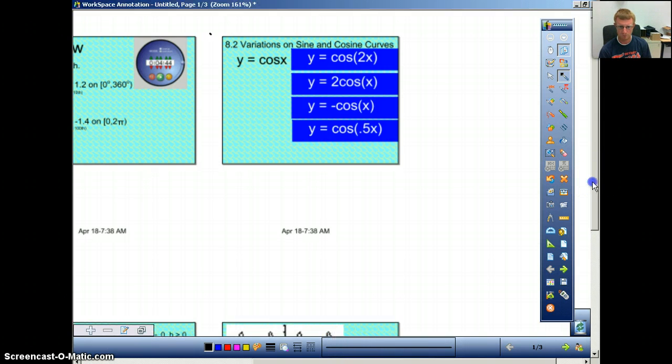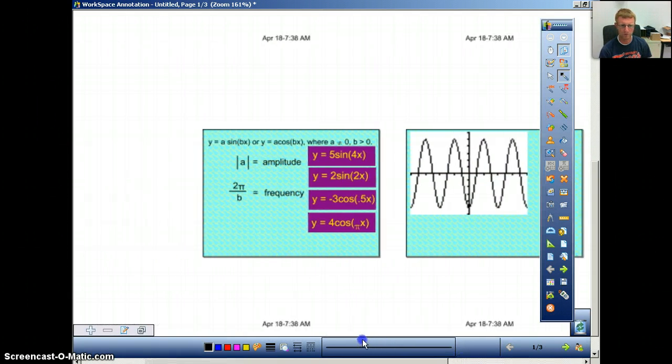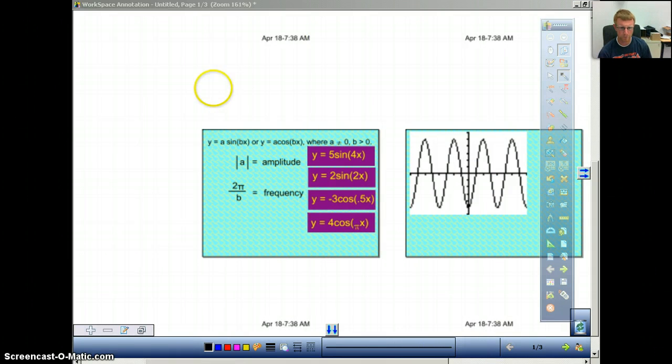So what we're going to do is let's look at some more examples of some other equations. So let's talk about the forms. We're only going to get into what happens when there's a number in front of our trig function, and also if there's a number in front of our x.